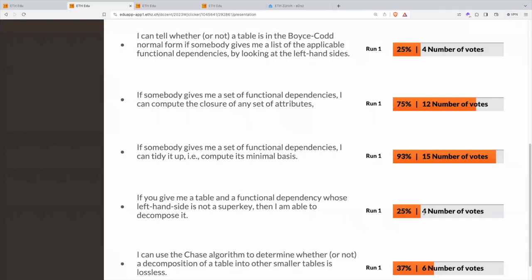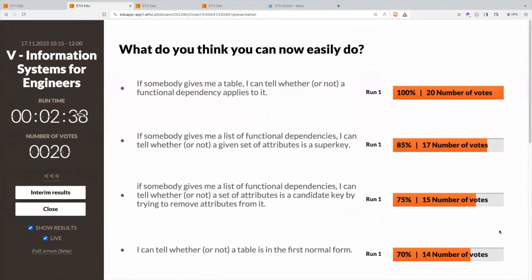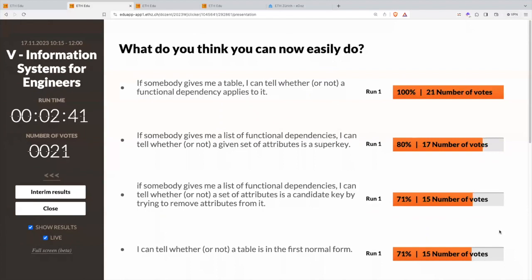And then can you use the chase algorithm? So if I give you any decomposition, maybe one that was done based on a functional dependency breaking the Boyce-Codd normal form, maybe not, can you use the chase algorithm to tell me yes or no, the join gives me back the original table? Can you use the chase algorithm for that? That's what we call lossless, if the join gives you back the original table. Do we have one more at the end? No, that was the last one. Just wanted to get a concrete impression of where you are.